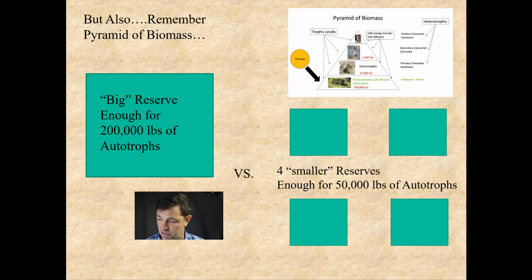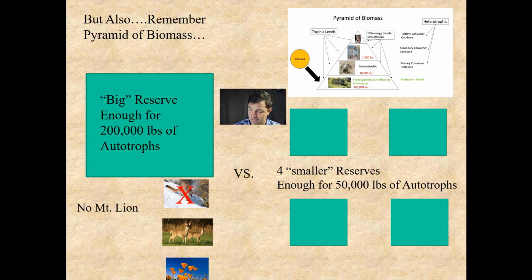But the problem is because they're separated and each one only really has 50,000 pounds of autotrophs, as you move up, you can't even have a mountain lion in. You can't have one mountain lion in because there's not enough energy left at the top of that pyramid of biomass for even one mountain lion. So you have no mountain lion.